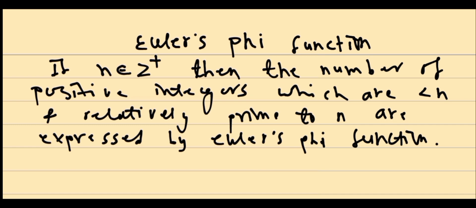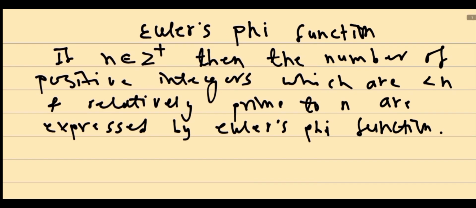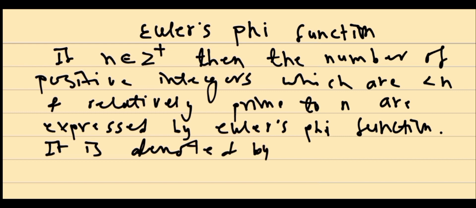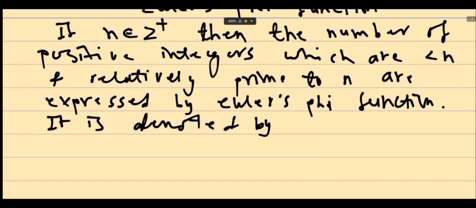And if there is a number n belongs to positive integer, then the number of positive integers which are less than n and also relatively prime to n are expressed by Euler's Phi function, and it is denoted by phi of n, which is equal to the number of relatively primes to n.